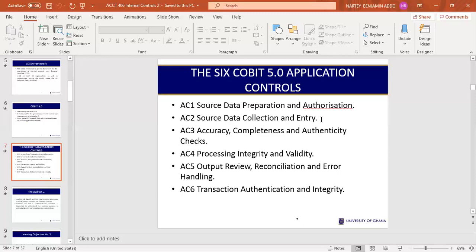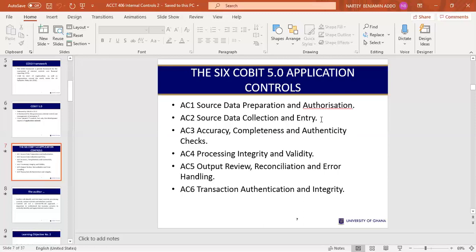We check for accuracy. One of the approaches is what we call check digits, right? Or it's just about code. So the code will check whether the data that you are inputting is accurate, whether the data is complete, you see, and whether it is authentic. And then the processing integrity and validity.